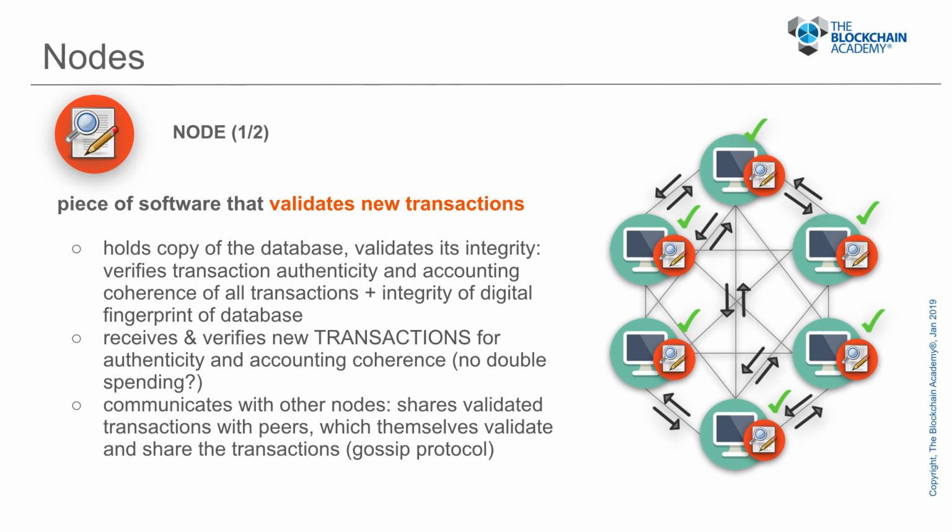Then third, the node communicates with the other nodes in the network and shares validated transactions with the closest peers in the network, which themselves redo the validation and sharing work. So that's the gossip communication protocol that allows for new transactions to ripple over the global network in seconds.